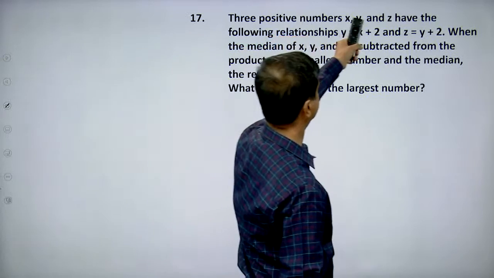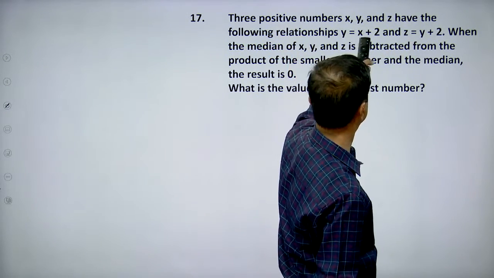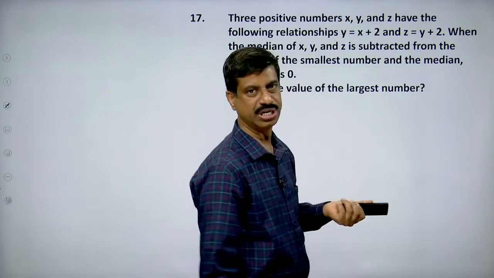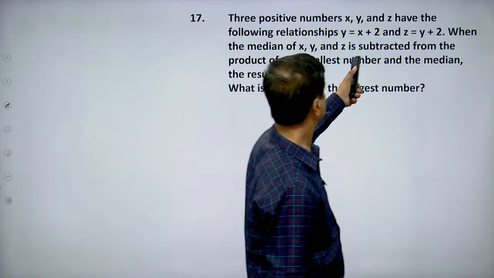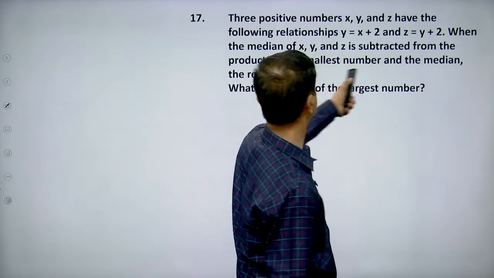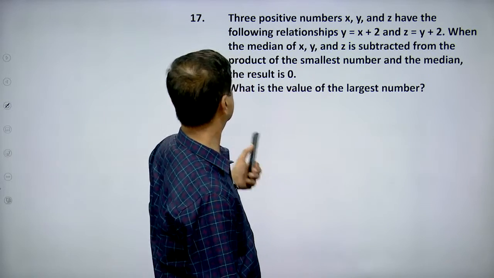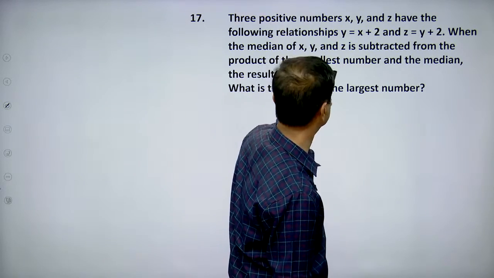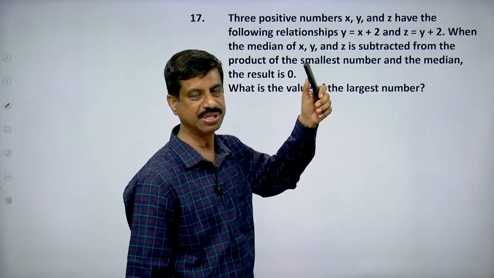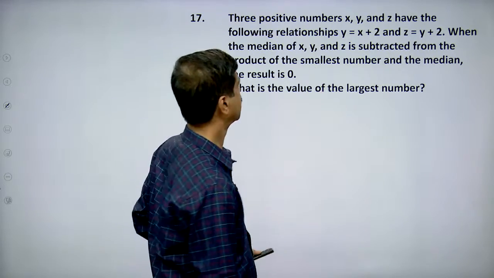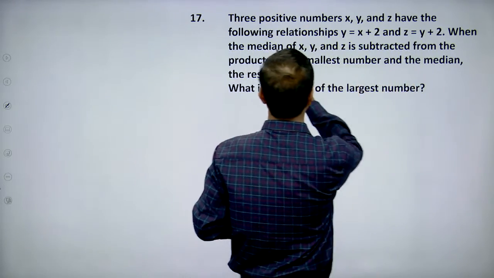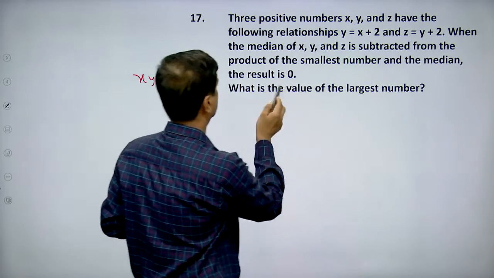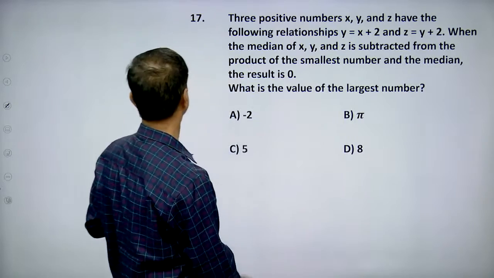Three positive numbers x, y and z have the following relationships: y equal to x plus 2, z equal to y plus 2. And the median of x, y, z, we know it is y, is subtracted from the product of the smallest number and the median, that is xy minus y. So we should take xy minus y. Then the result is 0. So this is equal to 0, he says.